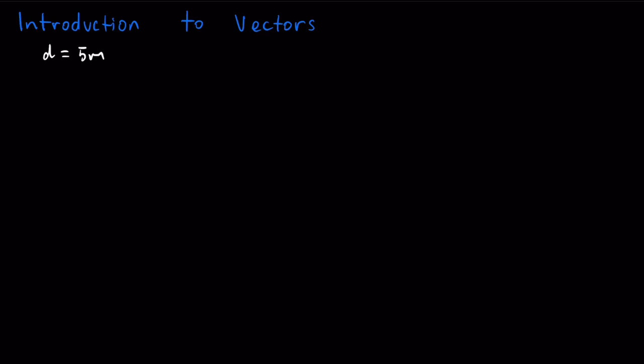Now, if we were to have, say, a displacement of 2 meters to the north, this number has both a magnitude of 2 meters and a direction, north. And this will be different from a displacement of 2 meters to the east, because even though they both have the same magnitude, they have different directions, so they're not equal.